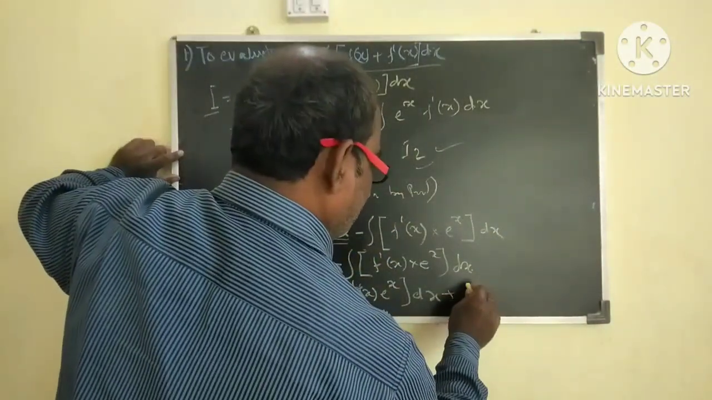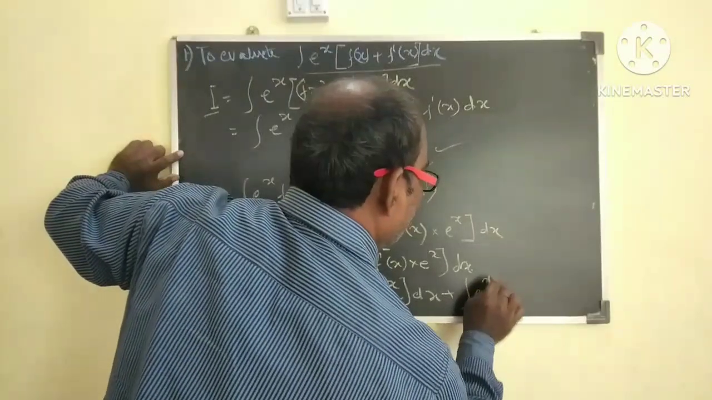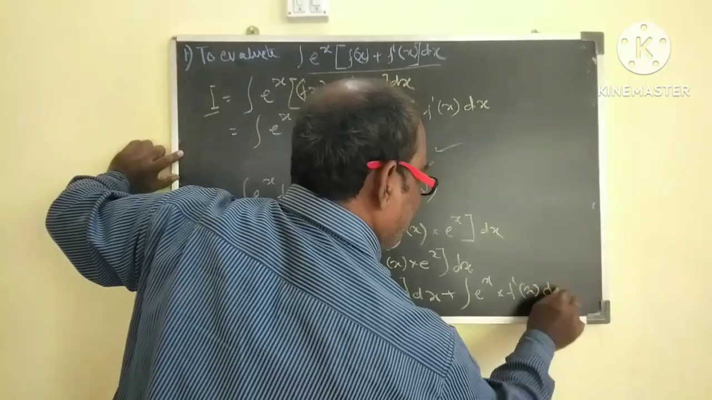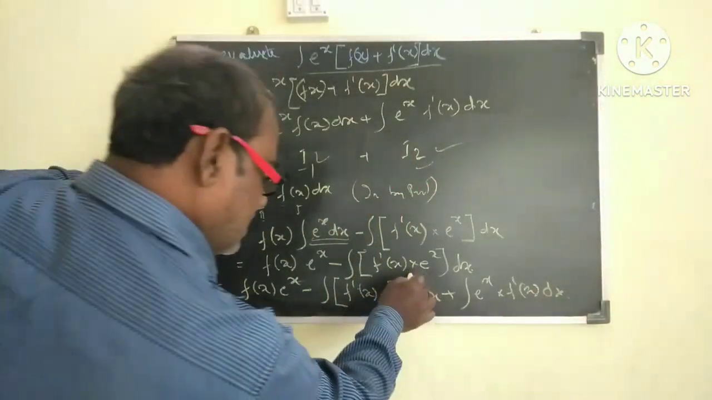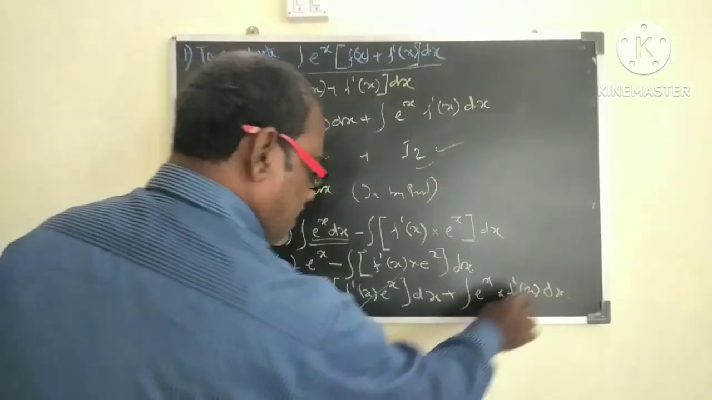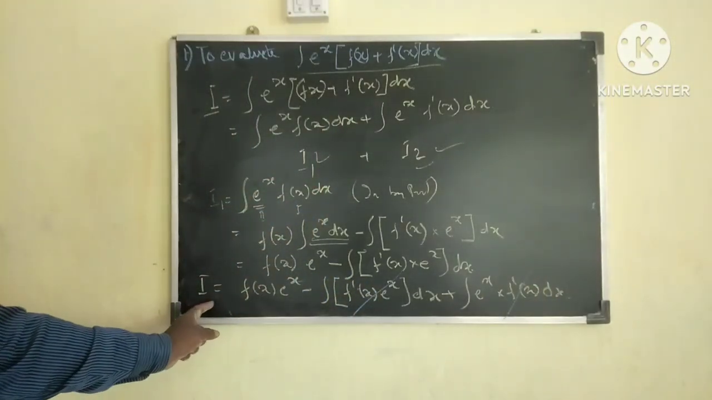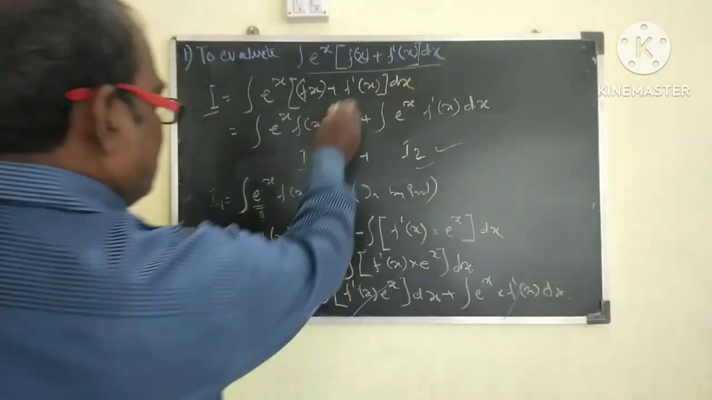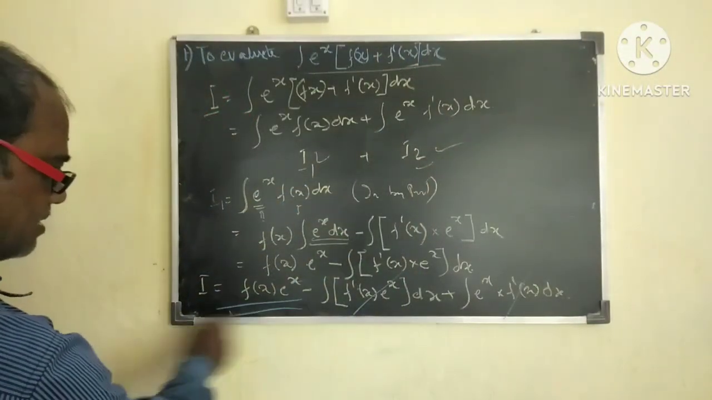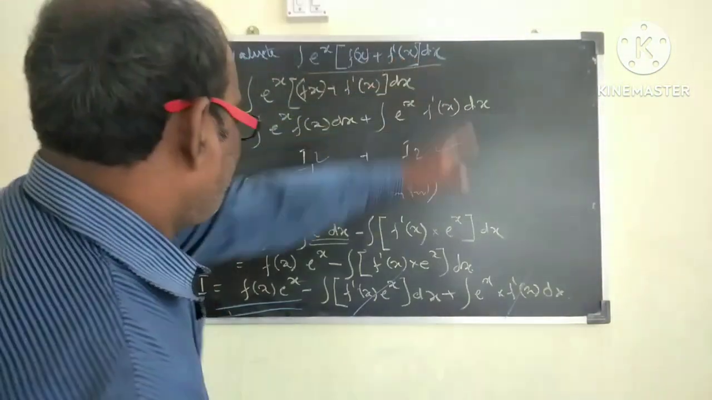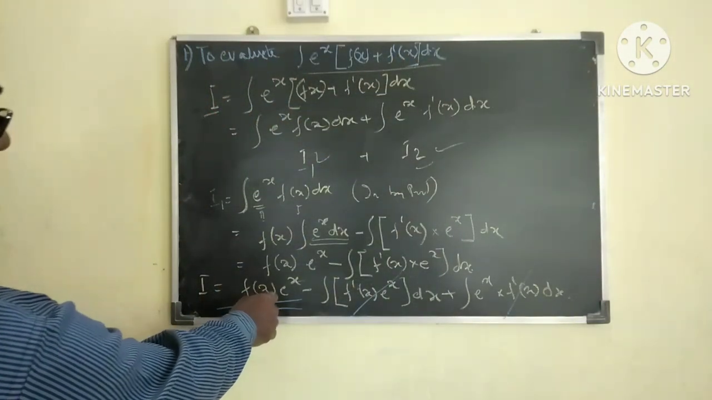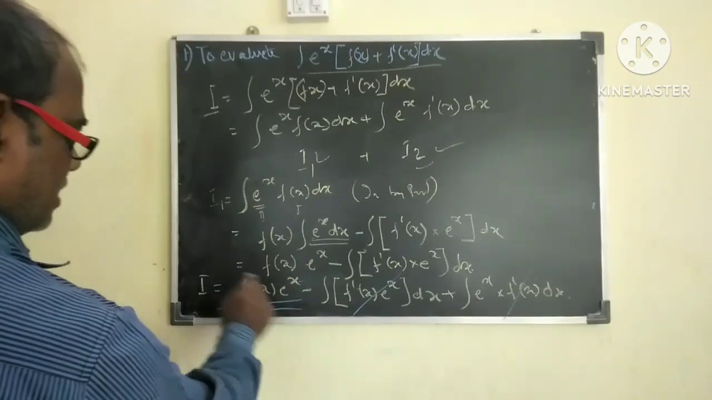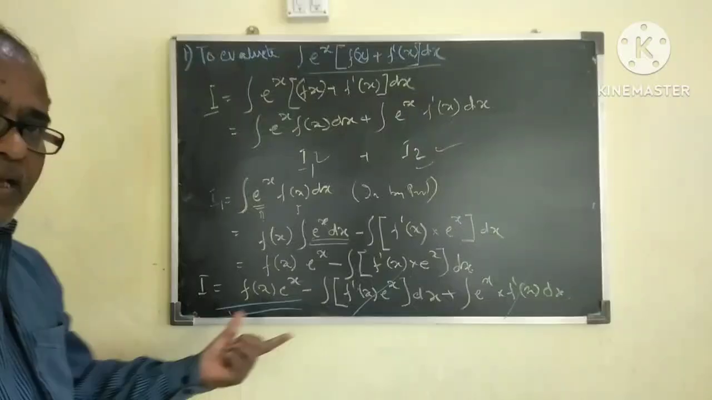I2 is plus integration of e to the power of x into f dash x dx. My dear, now see that this and this are cancelled out, so your answer becomes I is equal to f of x into e to the power of x. That means, simply, in this type of format we can write the answer directly: the integration of such parts will be equal to f of x, the first function, into e to the power of x. So in board exams also you can use this, and in JEE also.